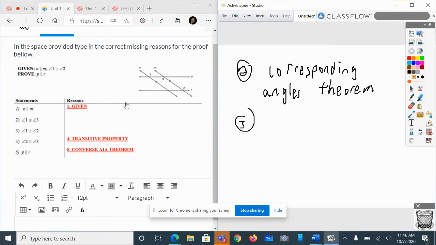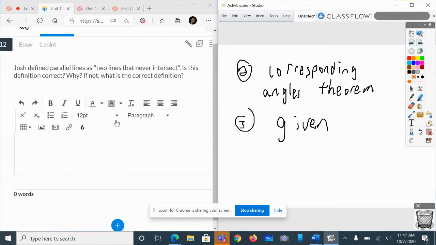And number 3, if you look at angle 1, congruent to angle 2, look up top, given. Nothing to think about. It's just given. And then angle 2, congruent to angle 3, that's transitive because of what you have. And then P is parallel to R. That's going to be the converse to the alternate interior angles theorem. Basically, if you have two alternate interior angles that are congruent, you can say that the lines are parallel. But like I said, we're going to talk more about that in the next unit.